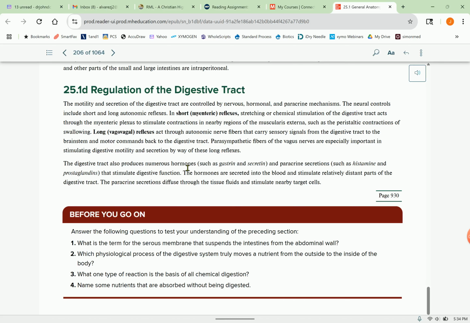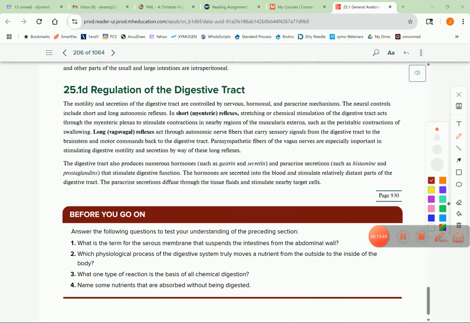Here are some examples of these hormones. Going back to that neuroendocrine, gastrin is one example. Gastrin, which is a peptide hormone, is produced in the stomach. There are stomach cells called G cells that make and release this gastrin. And gastrin's job is to make hydrochloric acid, HCl, be released.